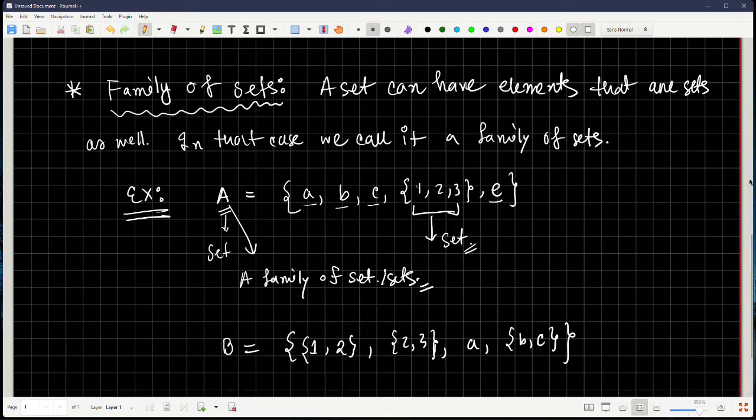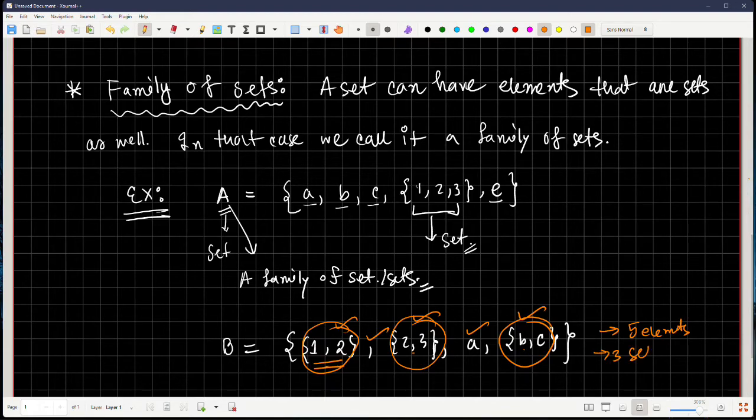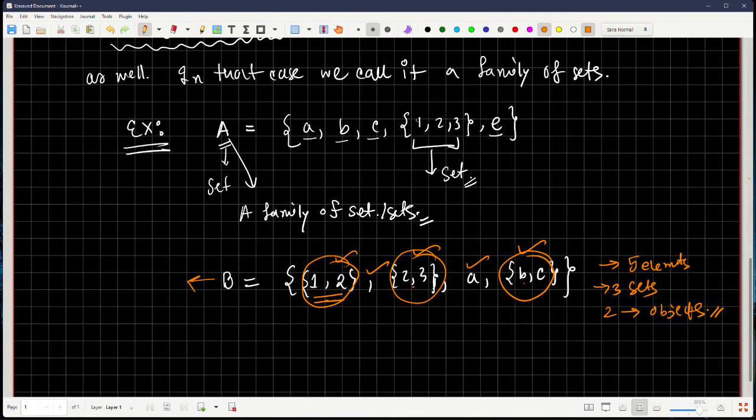But note that while you write these sets inside another set, this collection itself is a single entity. So this set B will have 5 elements, where 3 of them are sets and 2 of them are just some collection of objects. Okay, and B itself is a family of sets.